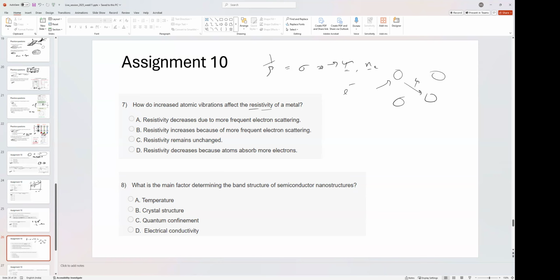So we are increasing the atomic vibration. These atoms are vibrating more vigorously, so their effective size will increase. Your tau will decrease, sigma will decrease, and your resistivity will increase because there will be more frequent scattering.